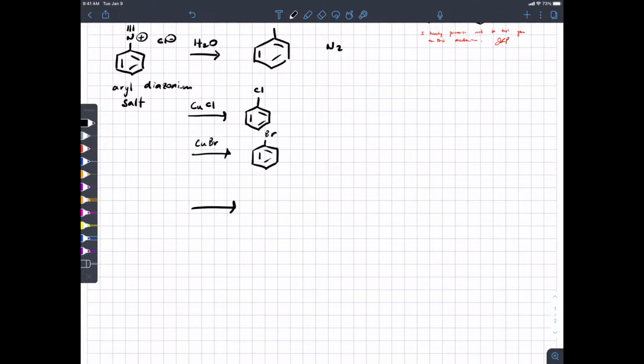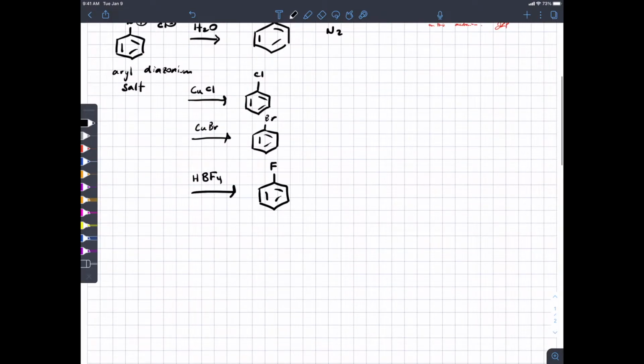So the reagent to use if you want fluorine is a weird reagent, HBF4. Just for your information, BF4 is an anion on boron. Where is the H? Well, we've told you before, there's no such thing as a proton on its own.